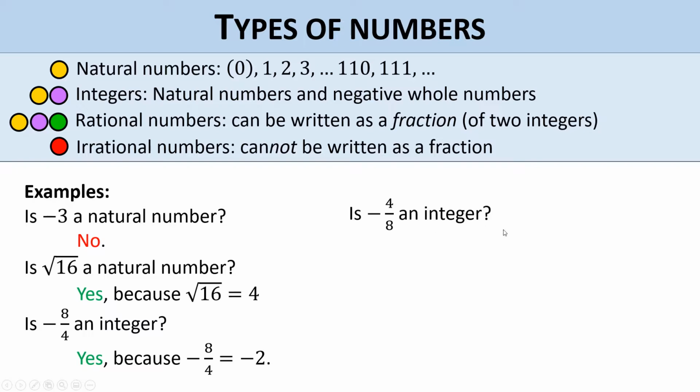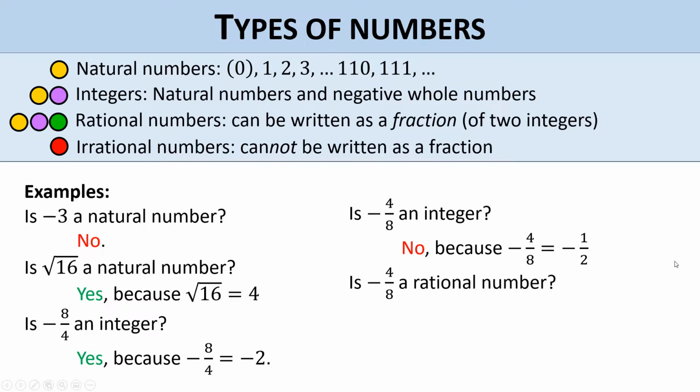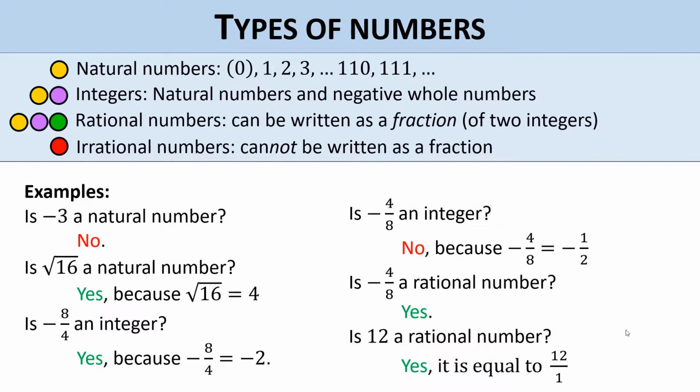Is negative 4 over 8 an integer? No. Negative 4 over 8 simplifies to negative 1/2, and negative 1/2 is between two whole numbers, so it is not an integer. Is negative 4 over 8 rational? Yes, it can be written as a fraction of two integers, for example, negative 4 and 8. So it is a rational number. Is 12 a rational number? Yes. All integers are rational numbers because they can all be written as a fraction, for example, 12 over 1.